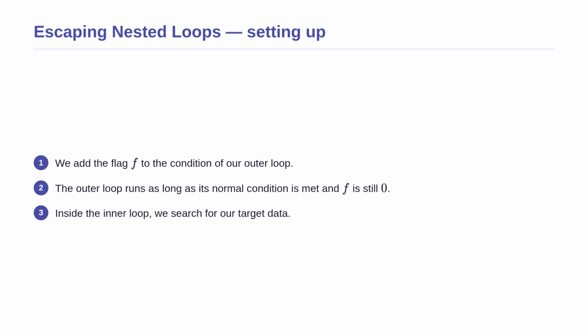Let us see how this flag variable works in practice to escape nested loops. We are dealing with an outer loop and an inner loop. First, we add our flag variable to the condition of the outer loop. We program the outer loop so that it will only continue to run as long as its normal condition is met and the flag f is still equal to 0. This sets up a dual lock system. Then, inside the inner loop, we perform our actual search for the target data. As long as we do not find the target, the flag remains 0 and both loops continue to cycle normally.